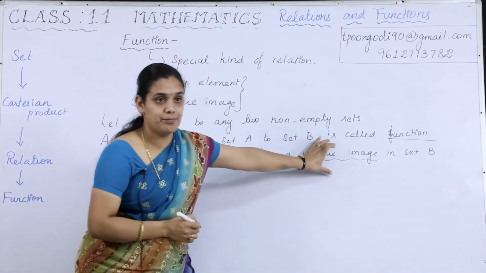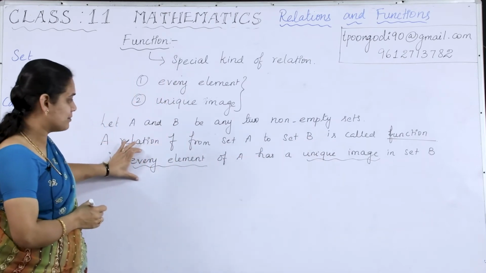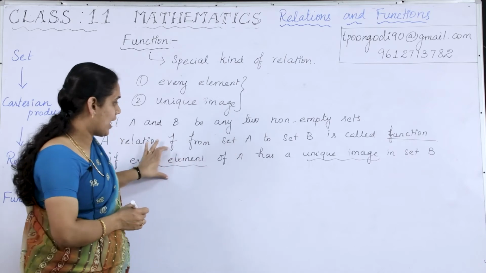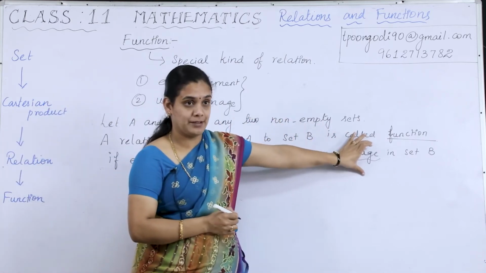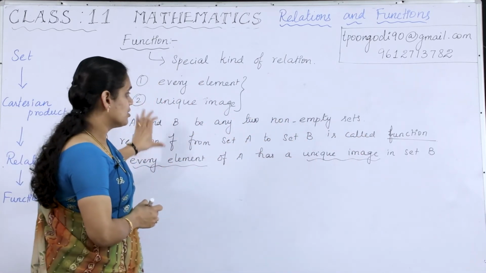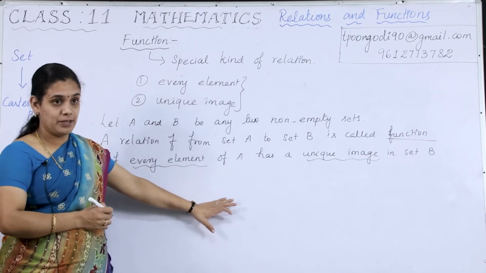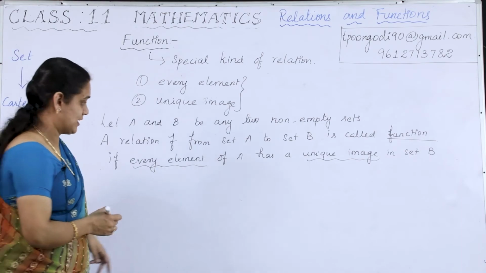These two words are very important. That means all the elements of set A, each and every element in set A should have an image in set B. That is a function. So let me share an example which was discussed by my teacher with me, so it is easy for you to understand.